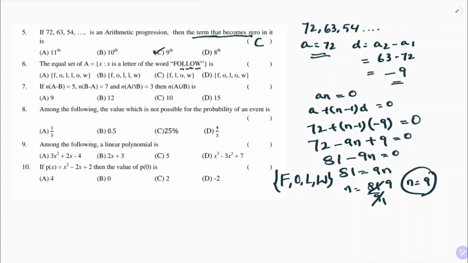So the first one, see here in the set the elements are repeated, therefore it is not a correct answer. Here also L and L are repeated, that is also not the correct answer. And here in D, O is repeated, elements cannot be repeated in a set, so that is also not a set. So our answer F, O, L, W, this is the correct answer. The correct option is here C.